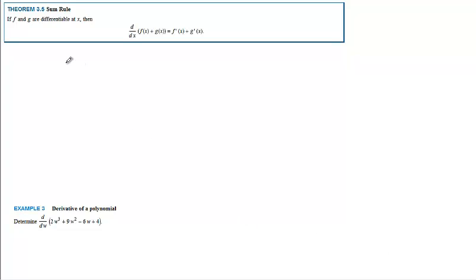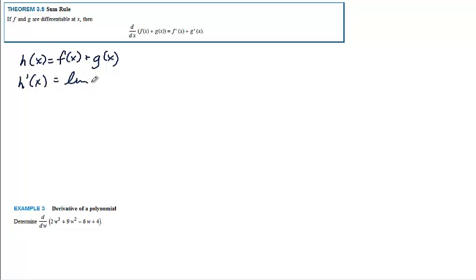Now, the beauty of working through all these proofs is that once you do, then you can use these theorems throughout the rest of the course because they've already been proven. So let's prove this sum rule. H of x, I'm just going to say, is f of x plus g of x. And I would like to know what h prime of x is.